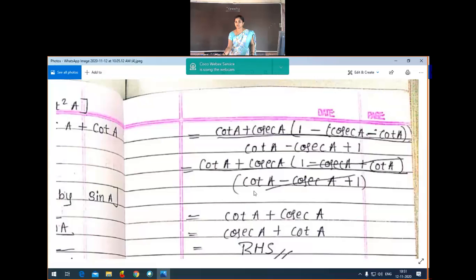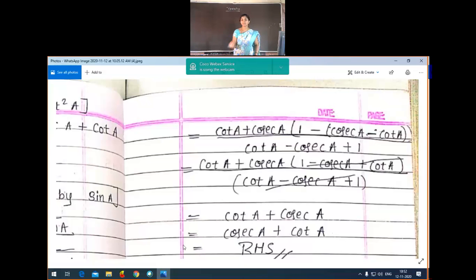Same to same expression. Can we cancel that one from numerator and denominator? Yes. Strike out these two. Yes, these are same. Now what is remaining? Cot A plus cosec A. Cot A plus cosec A is equal to cosec A plus cot A. Same, no? RHS. Hence we got the RHS.